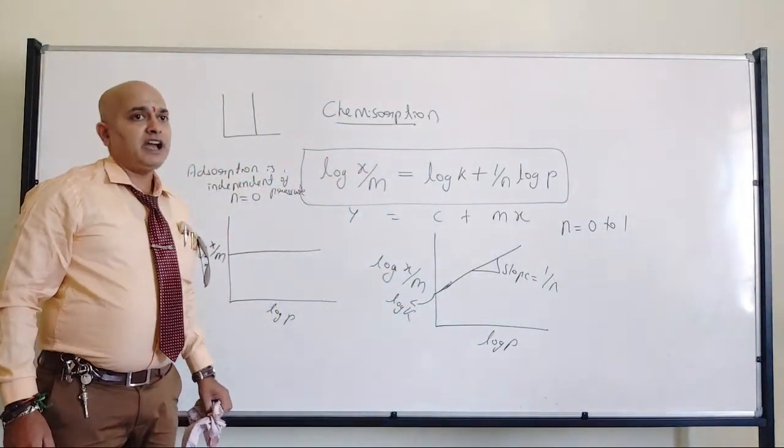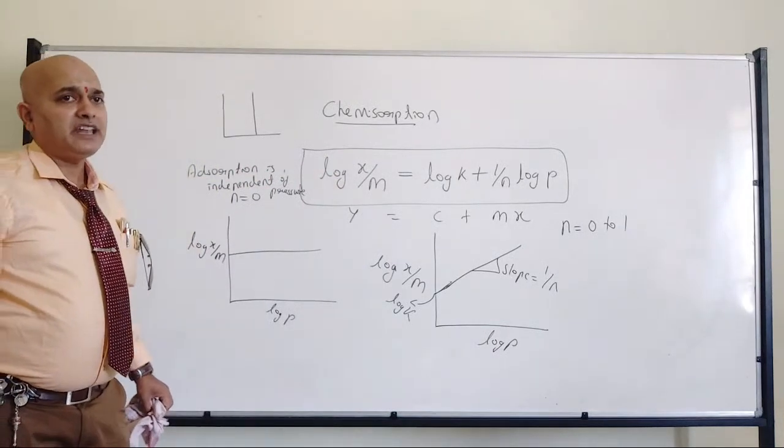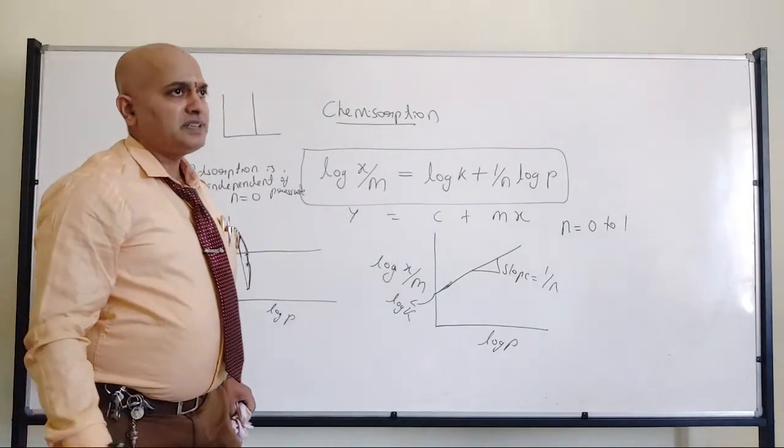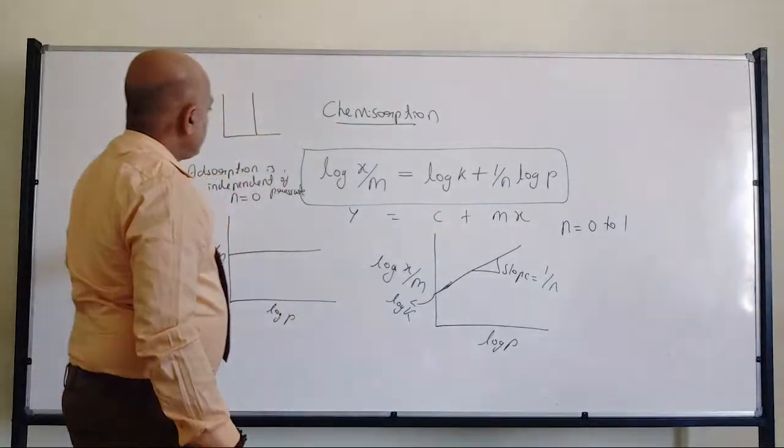If n value is equal to 1, that means 1 by n value is equal to 1. What will happen?